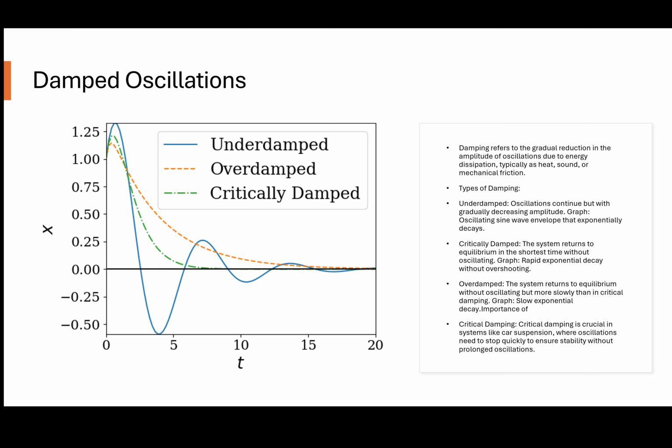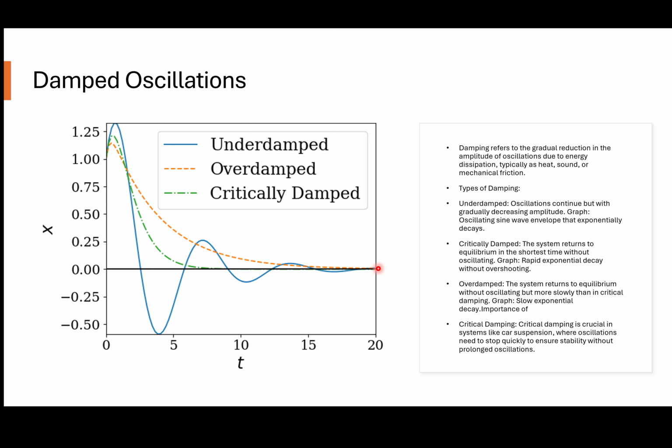So under damping: oscillations will continue but gradually decrease in their amplitude. The blue line is under damping. Let me use the pointer, we can see how we start with the amplitude and it will gradually decrease until the oscillation is complete. For critically damped systems, they return to equilibrium in the shortest amount of time. That green dotted line is the shortest amount of time to return to equilibrium.